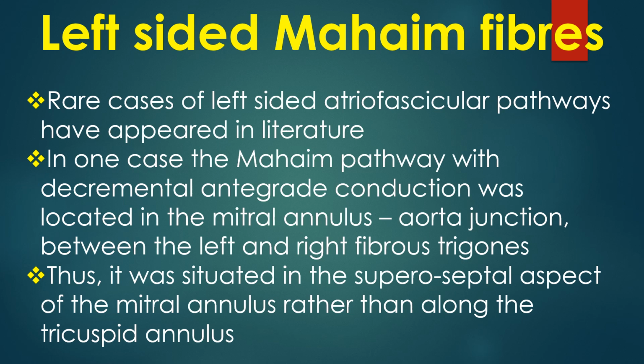In one case, the Mahaim pathway with decremental antegrade conduction was located in the mitral annulus aorta junction between the left and right fibrous trigones. Thus, it was situated in the supra-aortic aspect of the mitral annulus rather than along the tricuspid annulus.